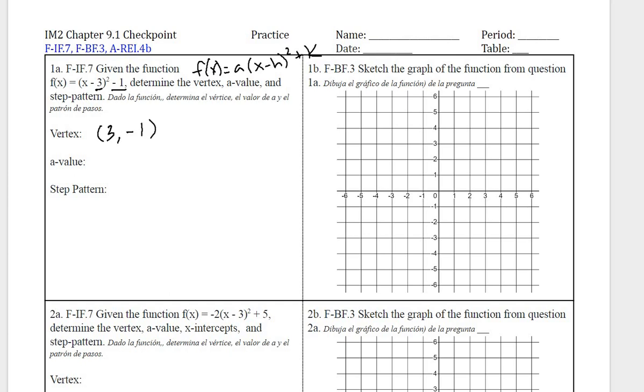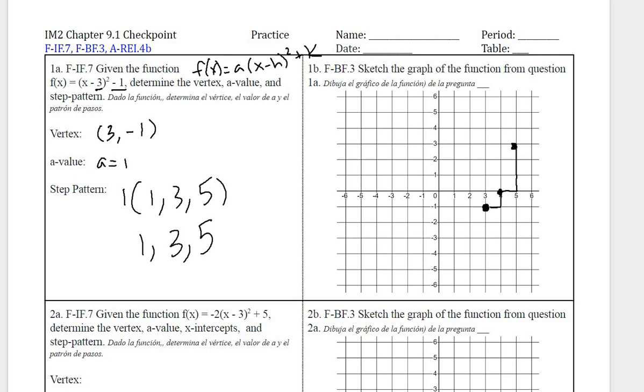Our a value is 1, since the number in front of (x minus 3) squared is omitted. It's just 1, so a is equal to 1. So my step pattern is 1 times 1, 3, 5, which is just 1, 3, 5. So I start with my vertex, I plot 3 comma negative 1, and I apply my step pattern by going over 1, up 1, that's the first step, over 1, up 3, and that's all that's going to fit, because I can't go up 5 more.